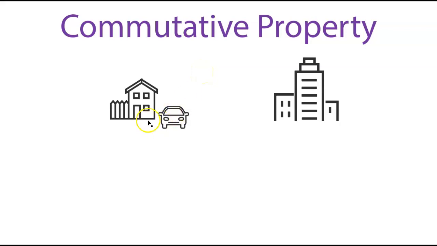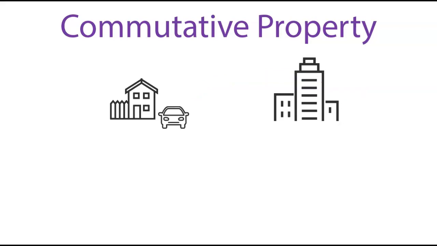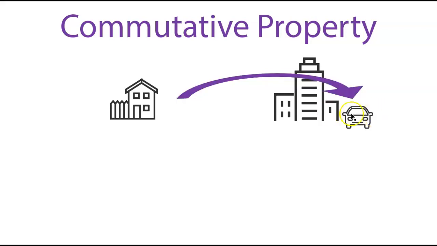So if you were to commute from home to work, it would look a little something like this. First you were at home, then you moved to work. And the key part of this is the movement, right? The change in location. So first your car was here at home, and now your car is over here on the other side of the work building. That commuting, that movement, that change of location, that's the core of the commutative property.